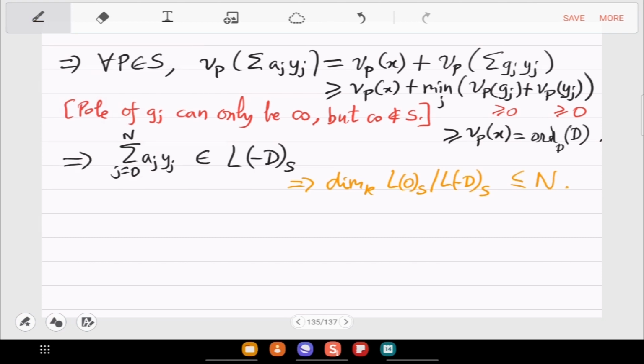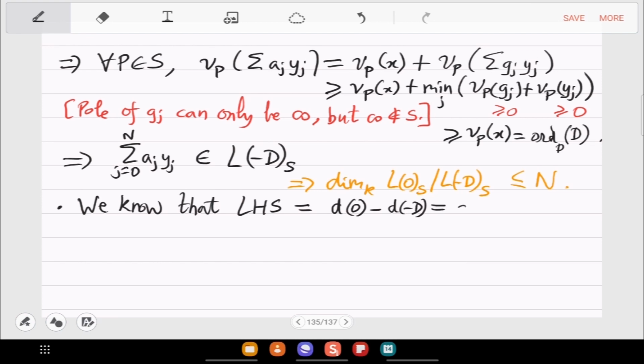And now we are done because we know the left hand side here, this was a lemma we showed. For any finite S, we exactly know the dimension of the quotient. It's the degree of 0 minus the degree of minus D, which is the degree of D. So which means we have shown that the degree of D is less than or equal to n. Okay, that was the goal. So we have upper bounded the degree of the divisor of zeros of x.